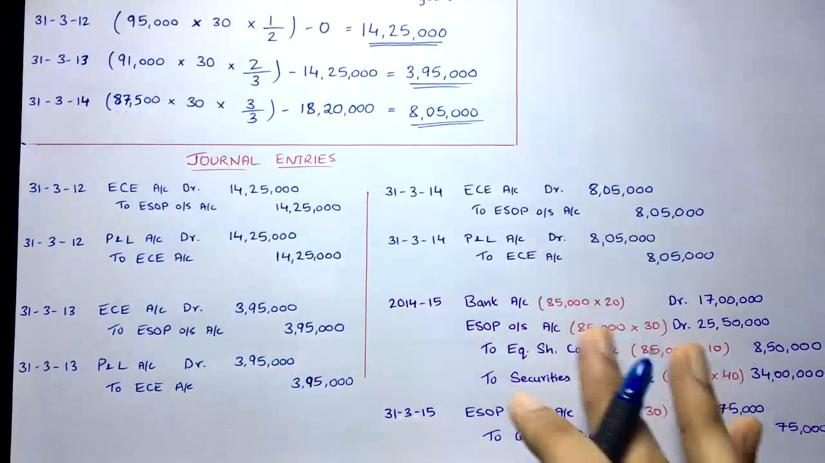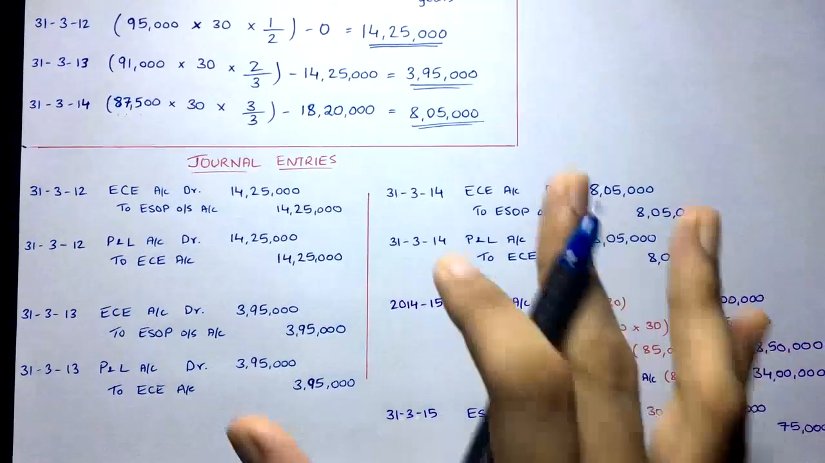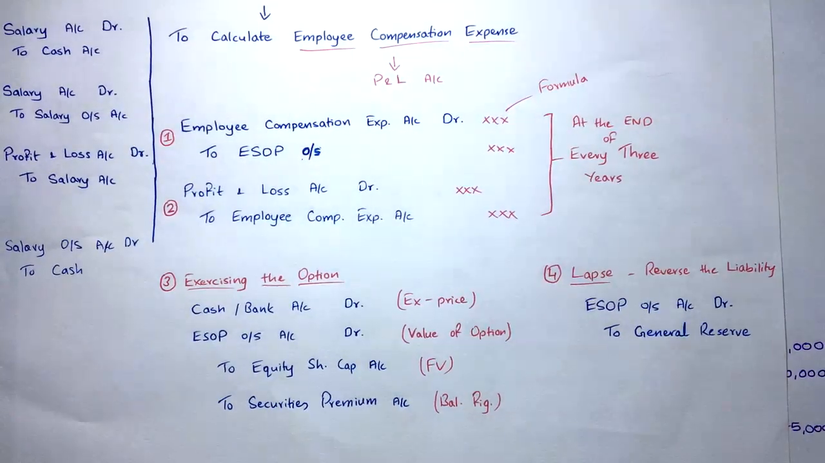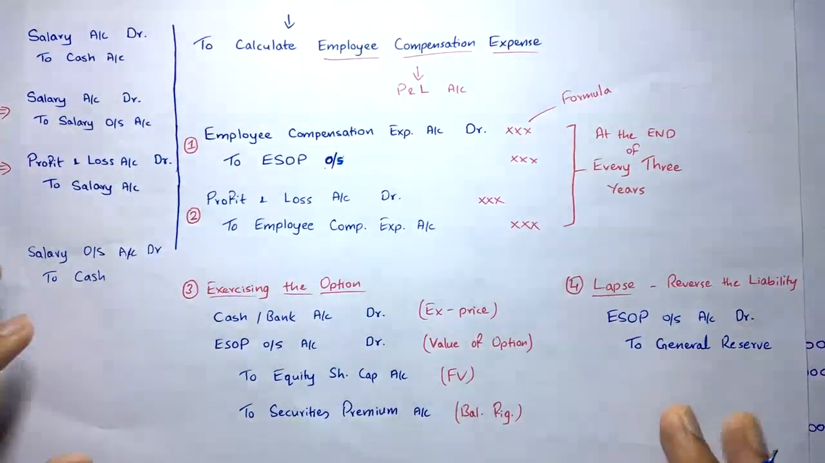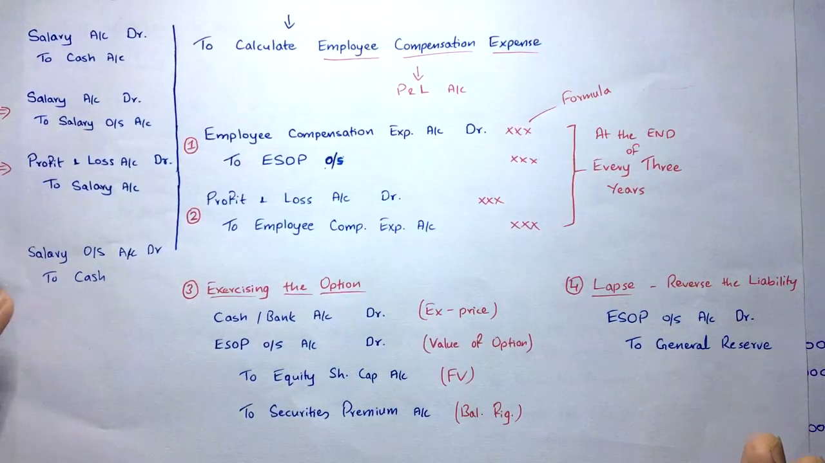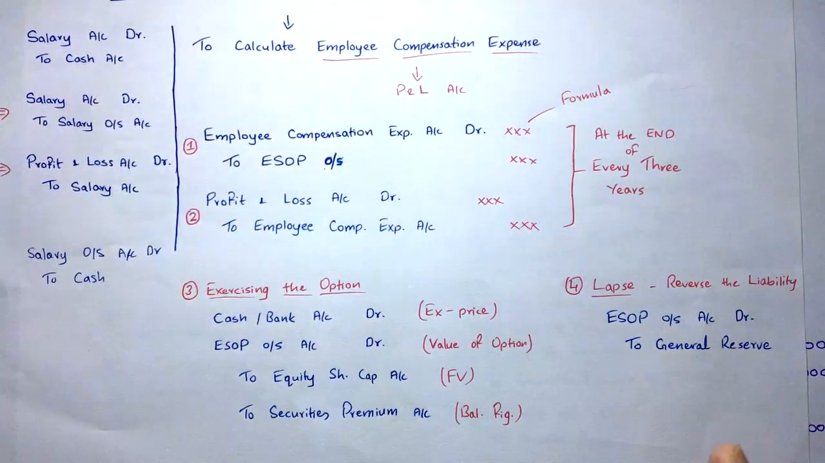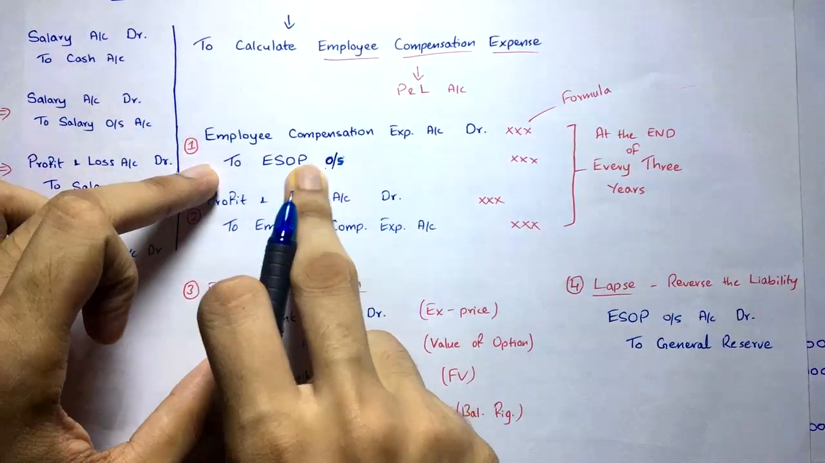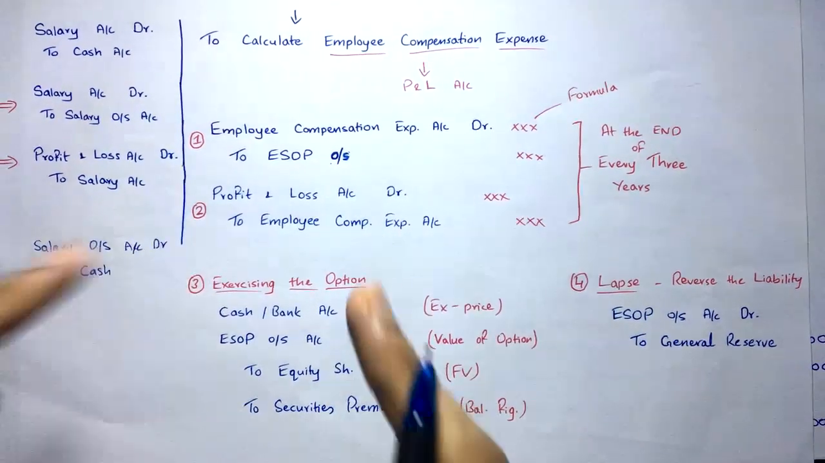Now here we have the journal entries. Let's understand how to pass these journal entries of this problem. But I hope you already know this because we have been seeing this for 3 videos now. So see the template over here. What we do at the end of every year, we pass these 2 entries to recognize the expense and a liability, and then transfer the expense to profit and loss account. Yeah, that's what we do.